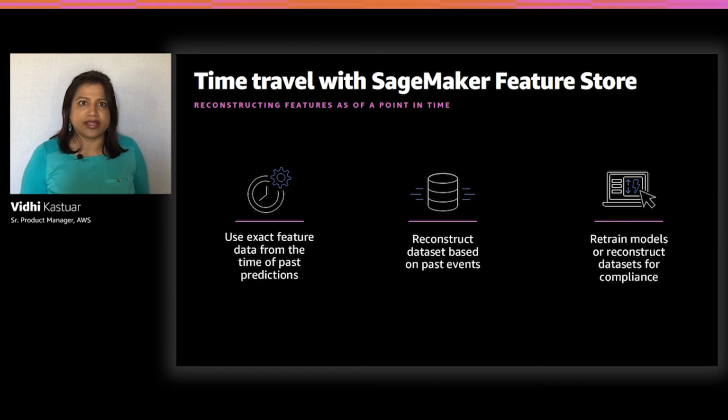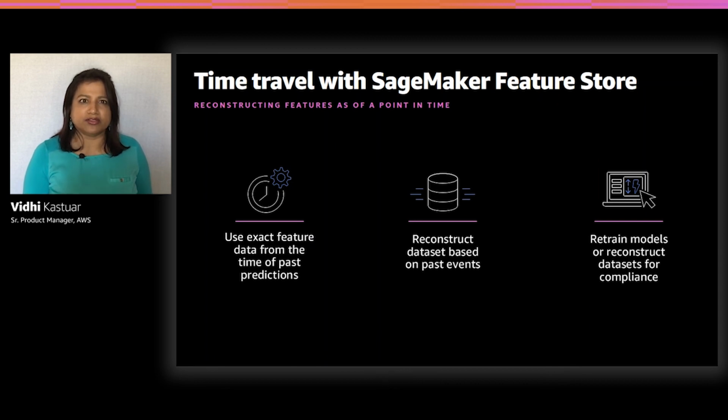So often when you're training a model, you want to be able to reconstruct a data set based on events that have occurred in the past. We want to use exact feature data from the past in order to make these predictions. Often, we may get some labels that occur after an event. So in the example of fraud detection, you may know that a particular transaction was fraudulent after the transaction has occurred, which means that label was generated after the actual event.